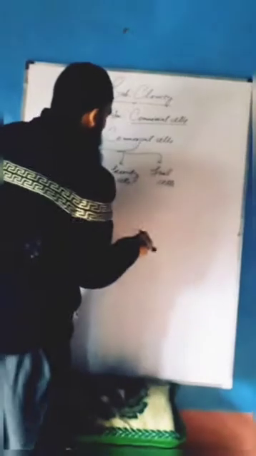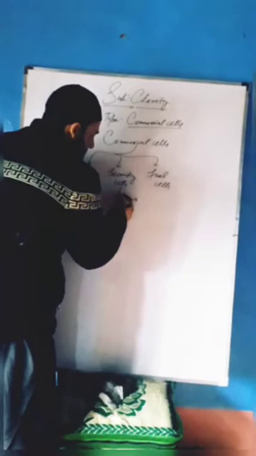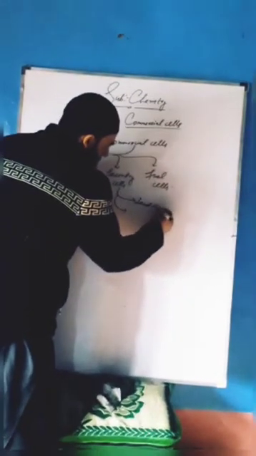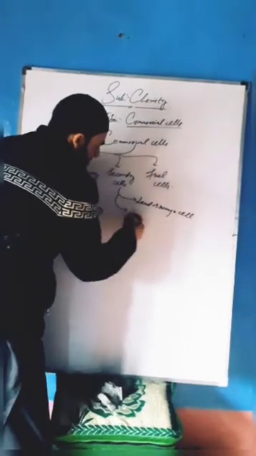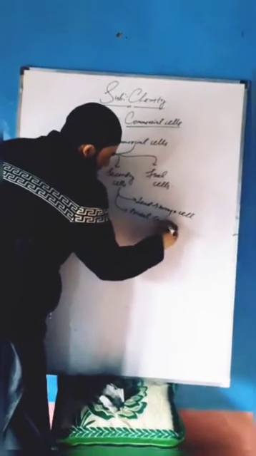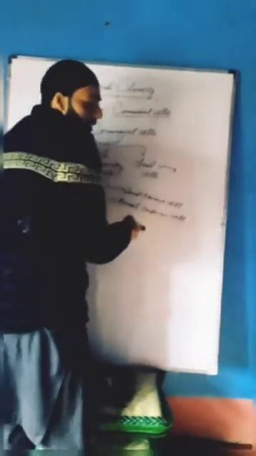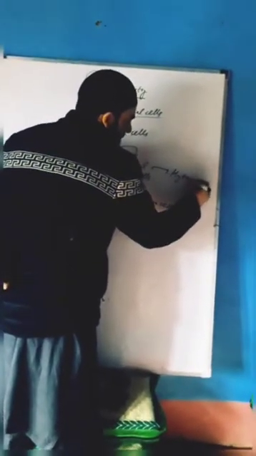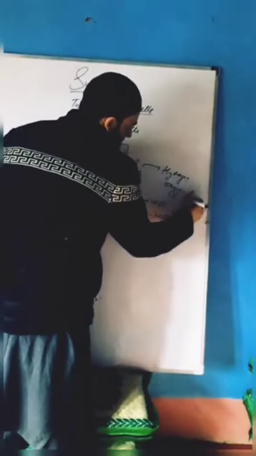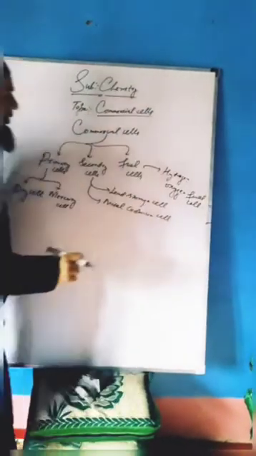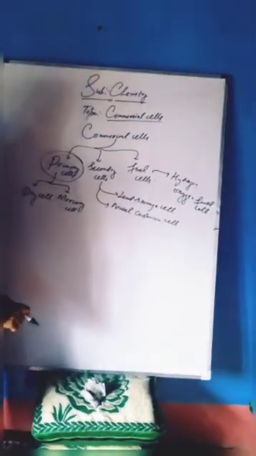In case of primary cells, the two common examples are the dry cell and the mercury cell. In case of secondary cells, we have different examples, but the two most common are the lead storage cell and the nickel cadmium cell. In case of fuel cells, the most common example is the hydrogen oxygen fuel cell. Now let's discuss the first type of cells, that is primary cells.